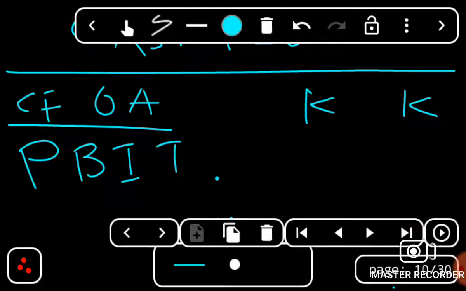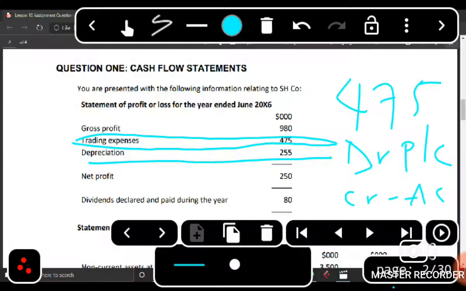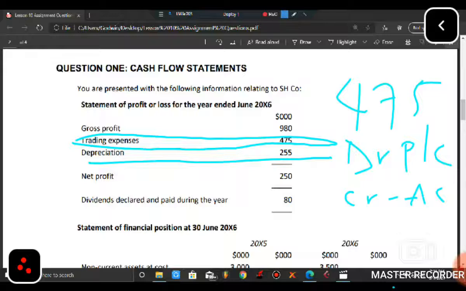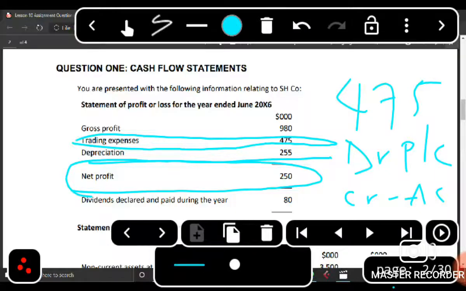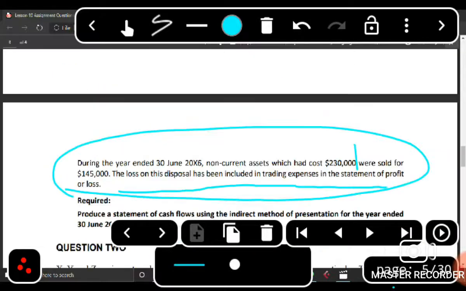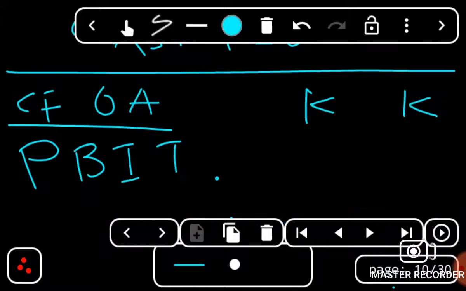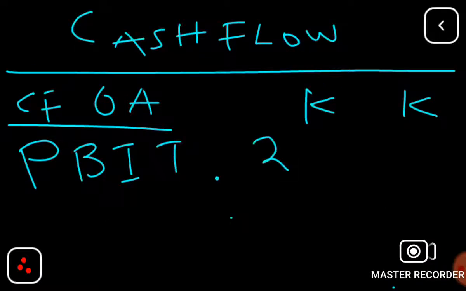Let's go to our question. You find out that there is no interest and tax in this question, so this net profit becomes our profit before interest and tax, and this was 250. So we're going to place 250 in the first column.